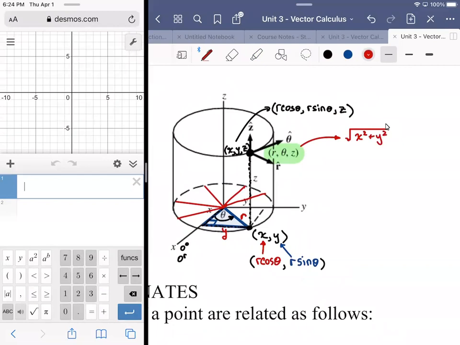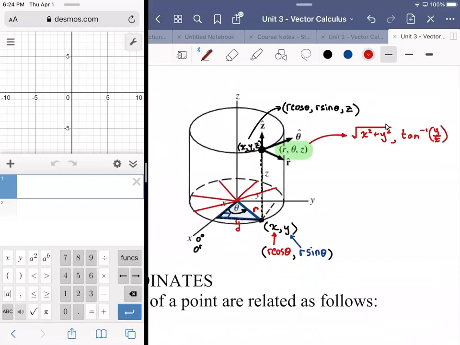I could say theta is equal to the inverse tangent of y over x. And you guessed it, z equals z. I didn't leave myself enough room to write that, so shrink it down and put it in. All right, so out of all of this, we have lots of different relationships between the polar and rectangular coordinates.